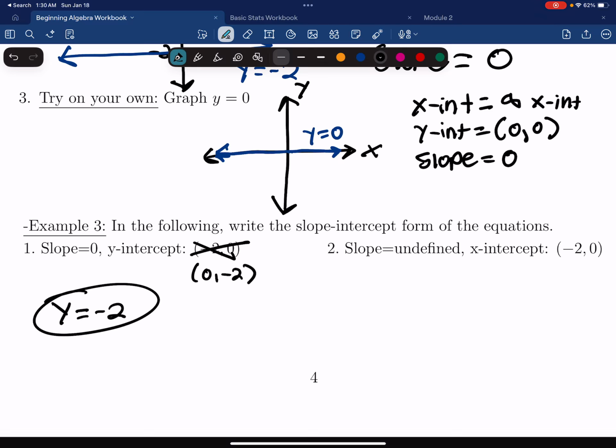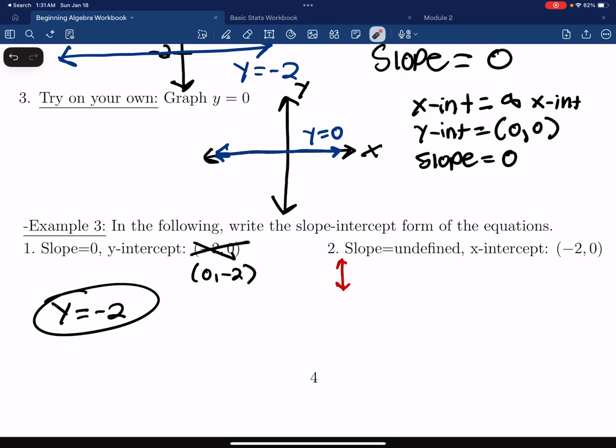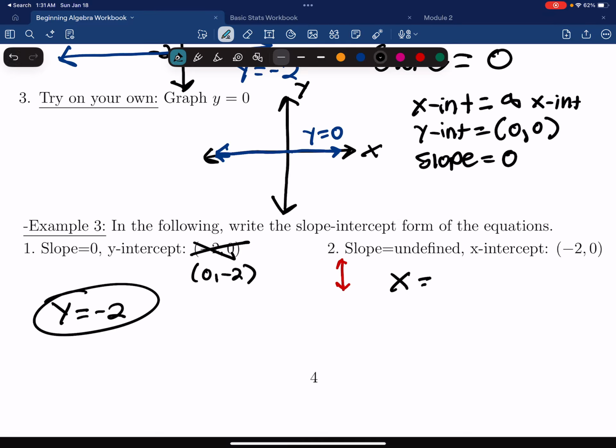Looking at example number 2, we have a slope that's undefined and an x-intercept of (-2, 0). So recall, when we have an undefined slope, that means that our line is going to be vertical, like so. So when we have vertical lines, that means we have infinite y values, because we're going up and down forever, but that means we're going to cross through the x-axis once. So that means we're going to have x equals some number, and because our x-intercept is specifically at the point (-2, 0), that's telling us that our equation is x equals -2.